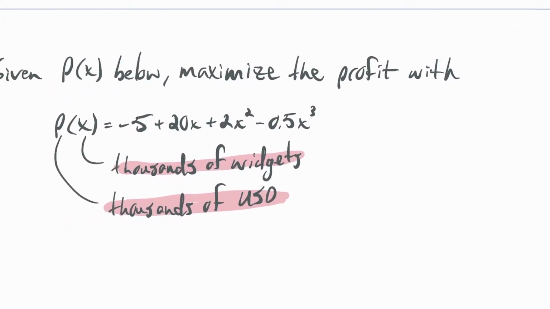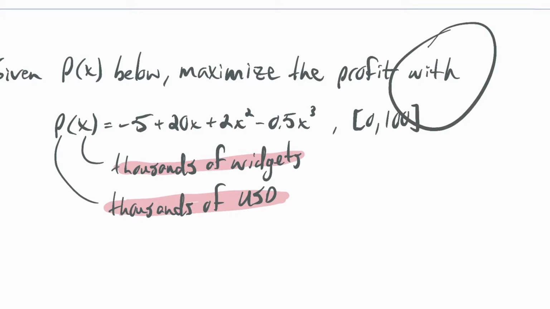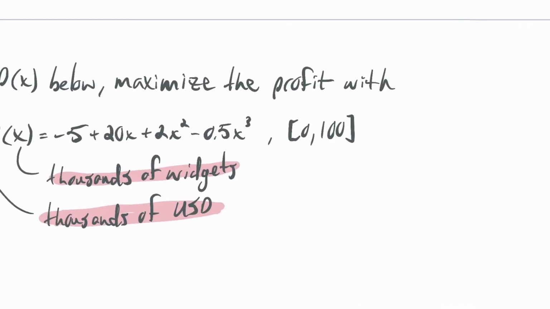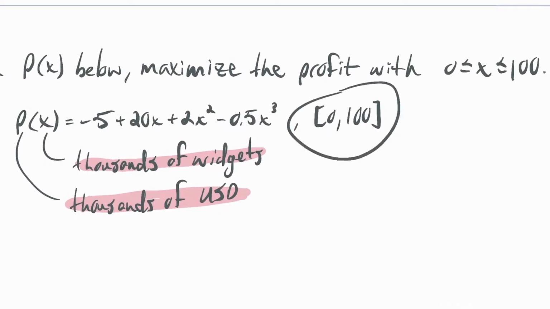Let's say P is from, say, 0 to 100. Okay, I wrote "with" and I forgot to put it in. With 0 less than or equal to X less than or equal to 100 is what should have been there. That's okay, though. So in other words, our interval is 0 to 100.